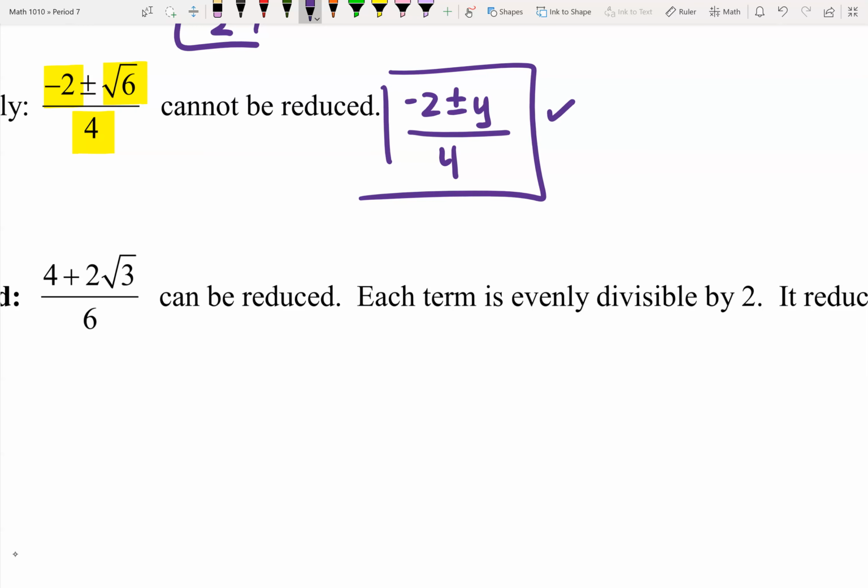For this guy right here that's in the box, can I cancel the 2 and the 4? No, you can't do that. Why? It's rude. Who's it rude to? The y. It's exactly the same right there. Who's it rude to? The square root of 6. Can't do it, because there's not a 2 out there, or a 4, or a 6, or an 8, or something like that.